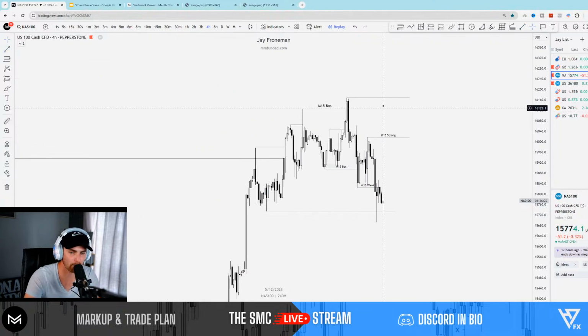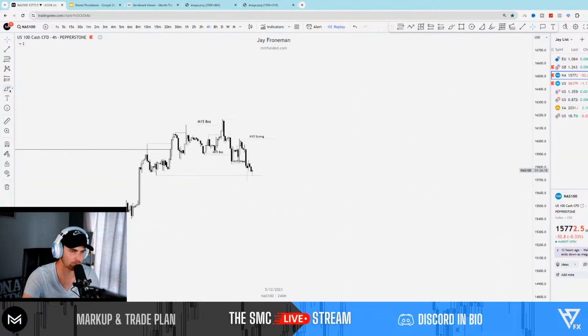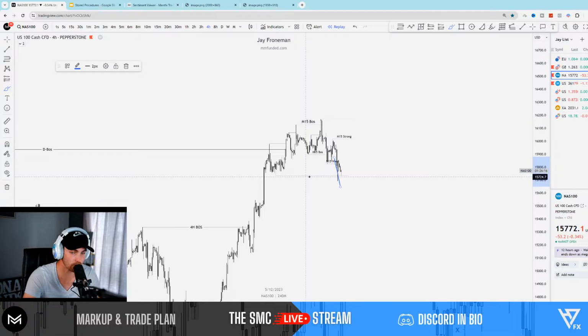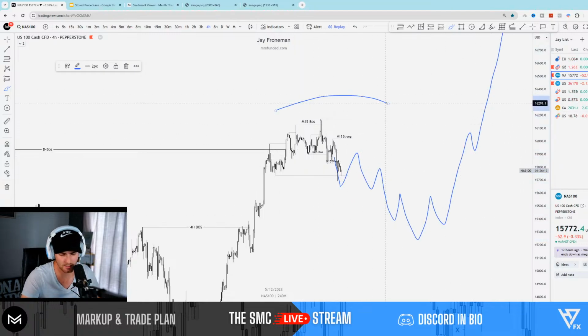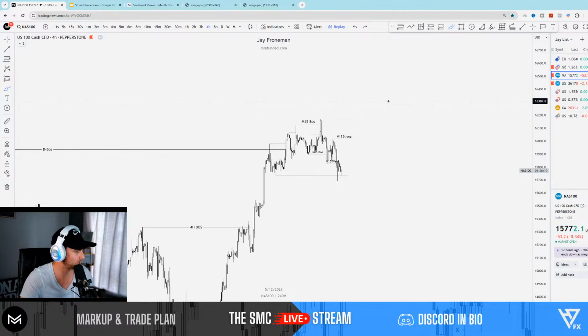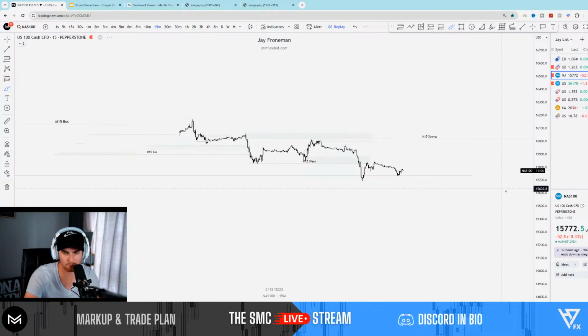M15 has shifted bearish to cater for a 4-hour pullback. Once that 4-hour shifts bearish, which there's good probability to do so, we could just see a much larger daily pullback before then continuing to target those expectational weak highs. So from the 4-hour, we can then hop over to the M15.